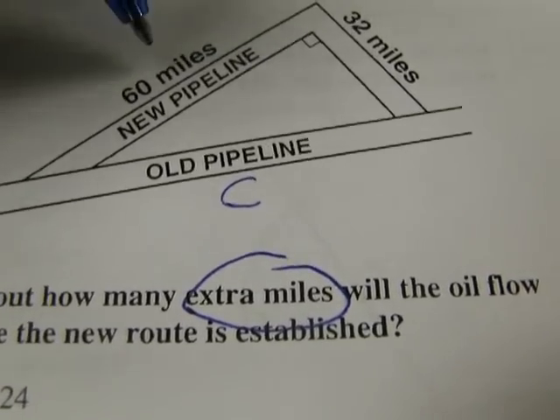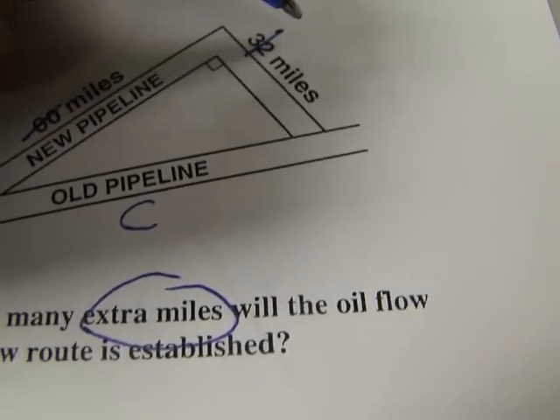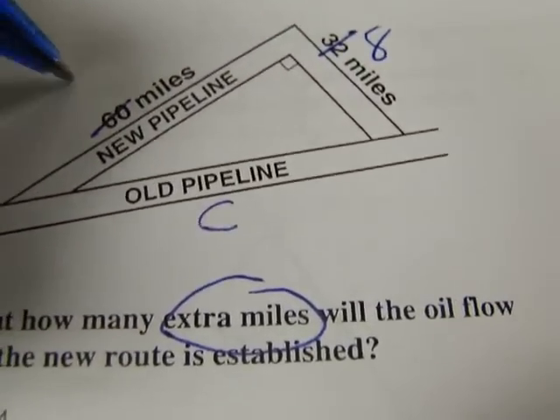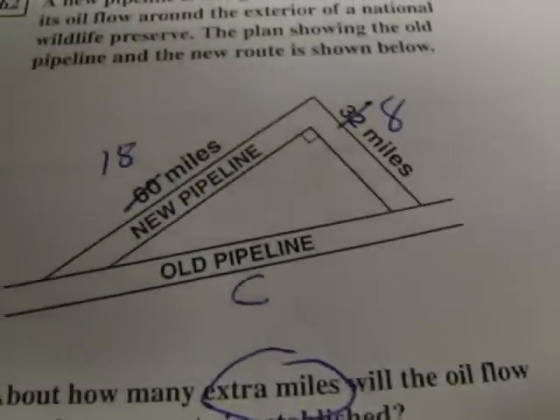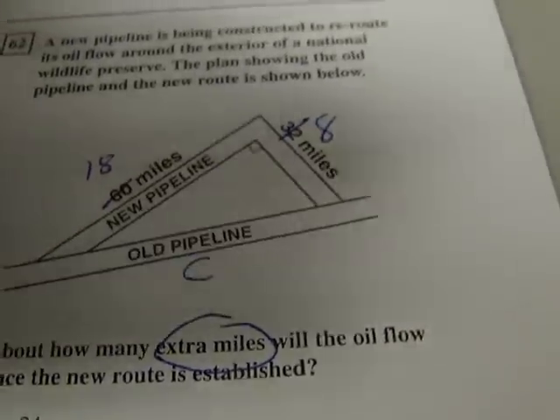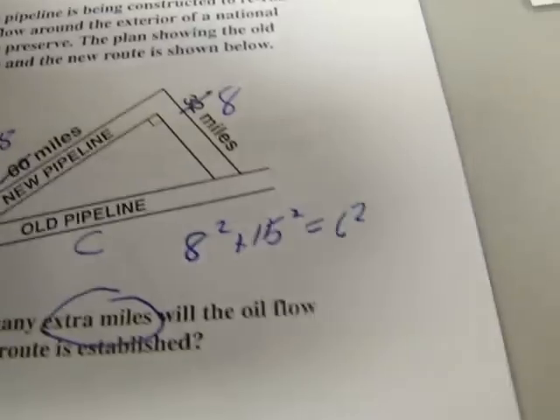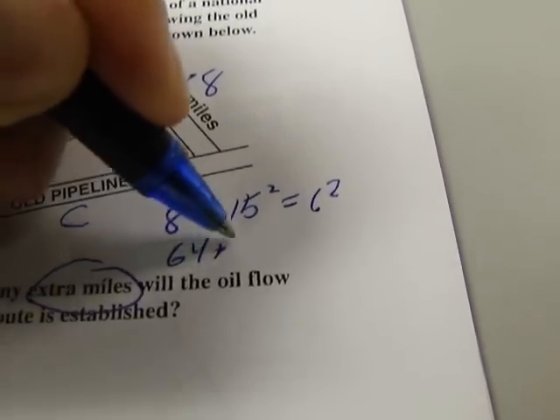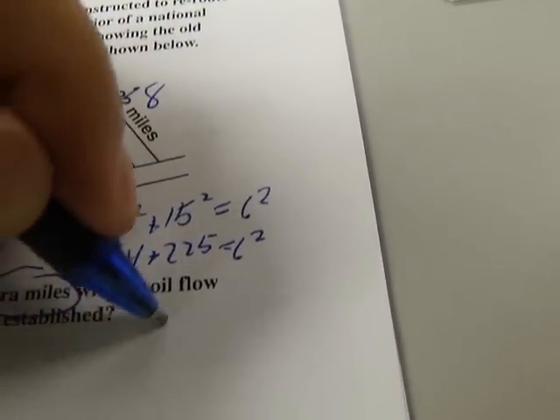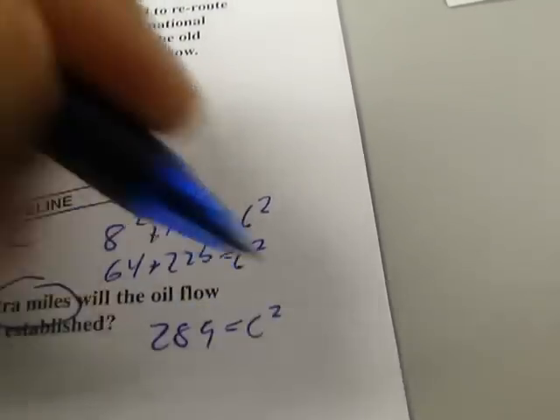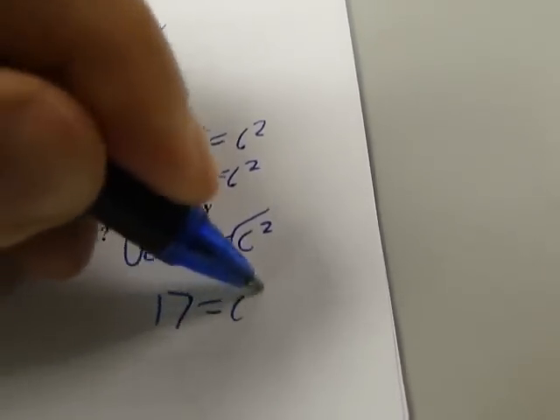And what I see here is that these are both multiples of 4. So if I divide them by 4, what I get here is 8 and 15. Now remember, whatever I get for C, I have to multiply by 4 to get the right answer. But this is much easier to do. 8 squared plus 15 squared equals C squared. So that's 64 plus 225, which is 289, equals C squared. So I take the square root and I get 17 equals C.